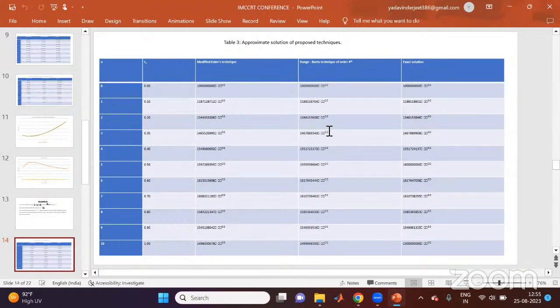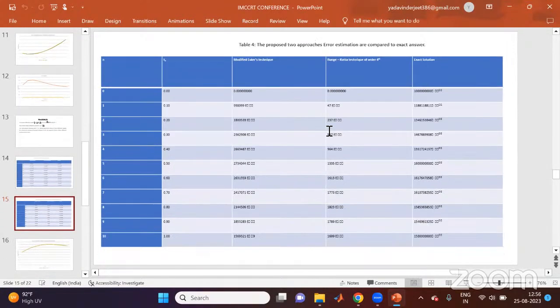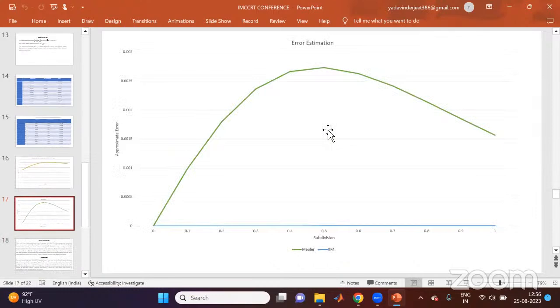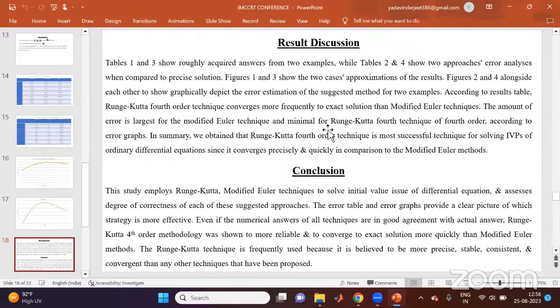Now we find the error between the modified Euler technique and the exact solution, and similarly between the Runge-Kutta technique and the exact solution. This is the table where we find the error, and this is the graph of the exact and approximate solutions of the modified Euler and Runge-Kutta techniques. From the graph, it is clear that the modified Euler technique is less effective than the Runge-Kutta technique. This is the result discussion.